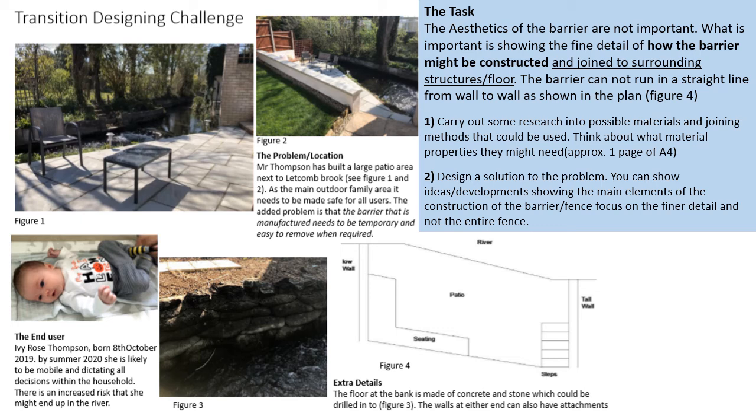So essentially, you're being asked to create some kind of fencing or barrier that can attach to the patio but then be easily removed, hopefully without damaging it. So let's see why we're doing this. The end user: Ivy Rose Thompson, born 8th of October 2019. By summer 2020, she is likely to be mobile and dictating all decisions within the household. There is an increased risk that she might end up in the river. So we're designing and making this to make sure that little Ivy is safe when she's in the patio area.